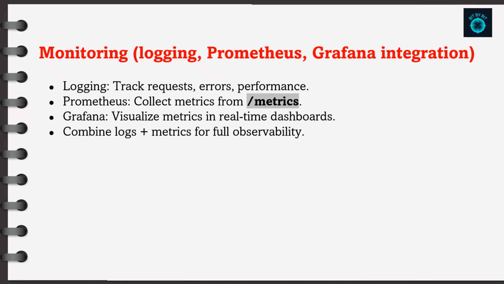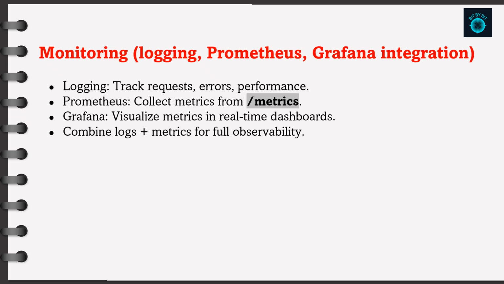Monitoring, logging, Prometheus, Grafana integration. Monitoring in FastAPI has 3 layers: logging, Prometheus, and Grafana. Logging means recording important events, like incoming requests or errors. With logging, we can check the flow of requests and responses when debugging issues. Prometheus is a tool for metrics collection. It pulls data from a special endpoint, /metrics. That data includes request counts, latency, and error rates.